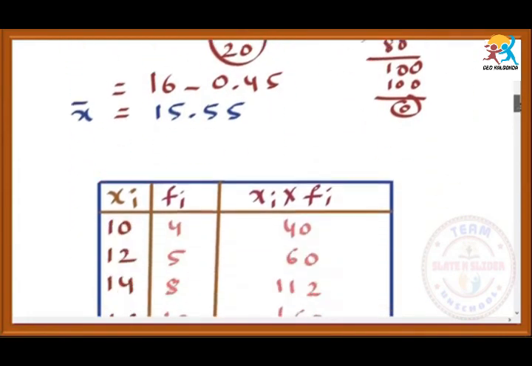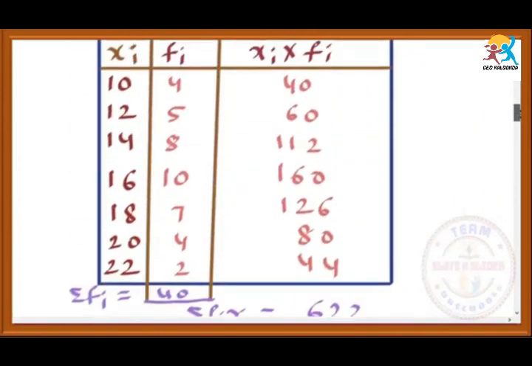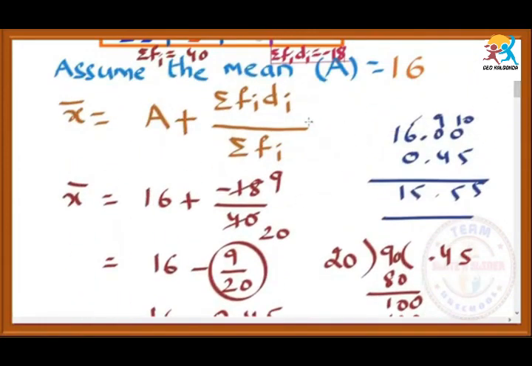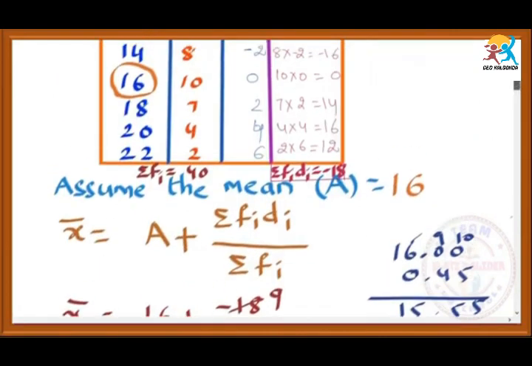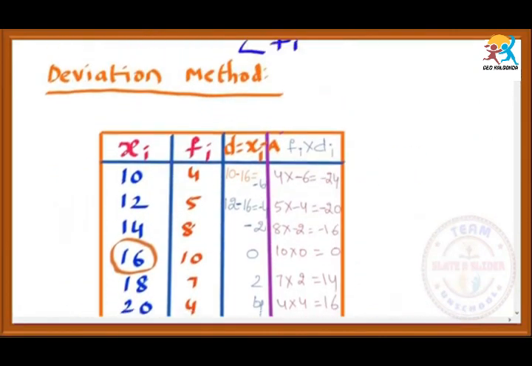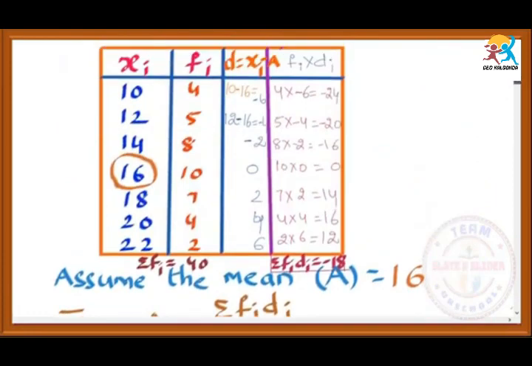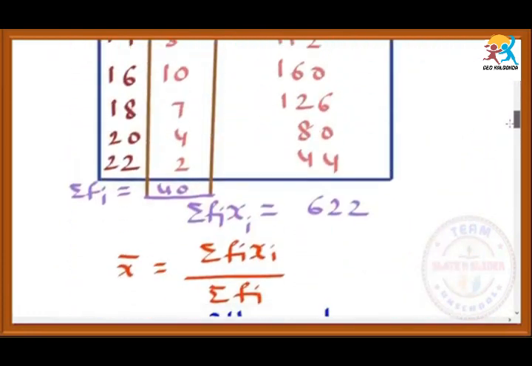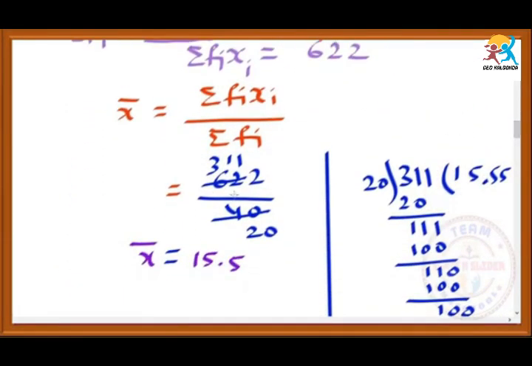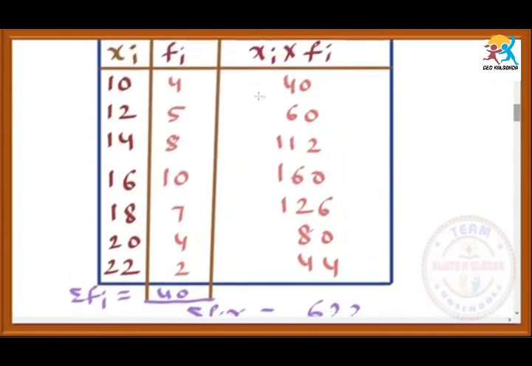Both give 15.55, and here also we get the same. But why do we choose this method? Both answers are the same. Why should we use the deviation method instead of the simple method? Because in the simple method we get the highest number values. Here we got 622, that is a larger number. So it is not very easy, because here we have only smaller numbers like 4, 5, 8. Suppose you have 1000, 125, 625, 529 like that, then it takes much time to calculate this product.